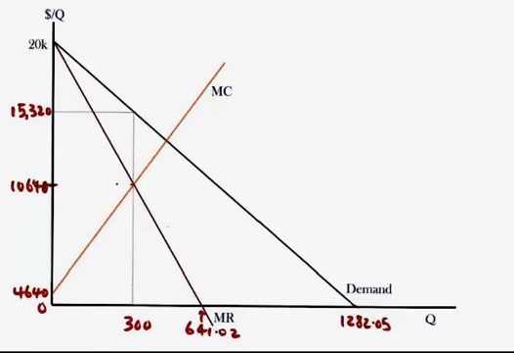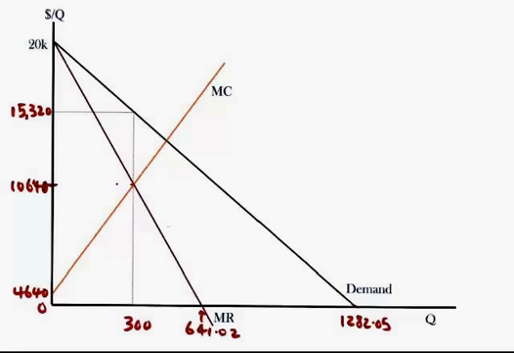Graphing the problem yields the following. The marginal revenue curve slopes twice as steeply as the demand curve, intersecting at the midpoint on the horizontal axis, 641, which is half of where the demand curve intersects the quantity axis. You can see that this graph is not to scale because our marginal cost curve starts at 4640, which on the graph looks very close to 0.